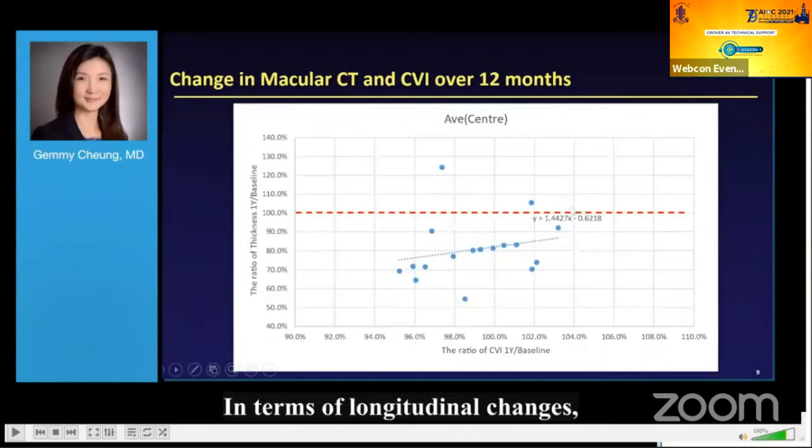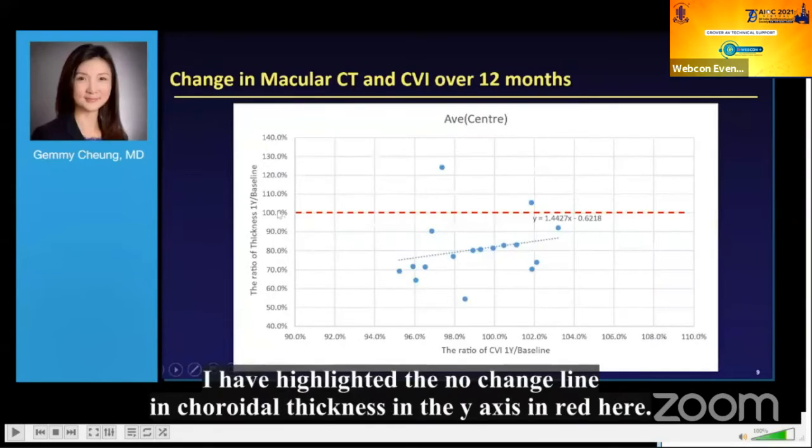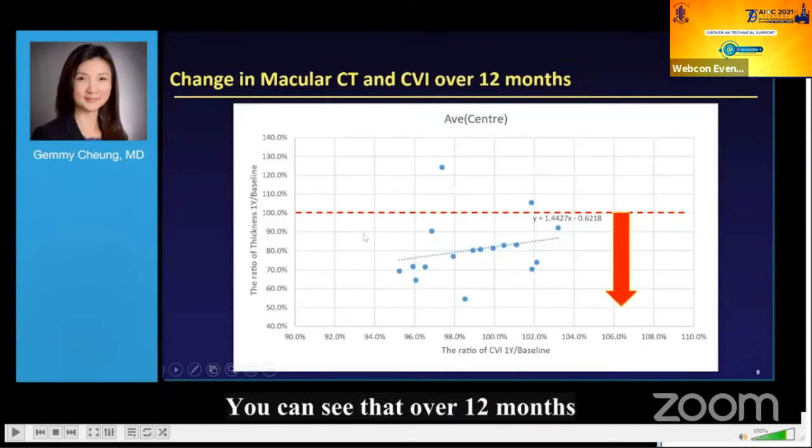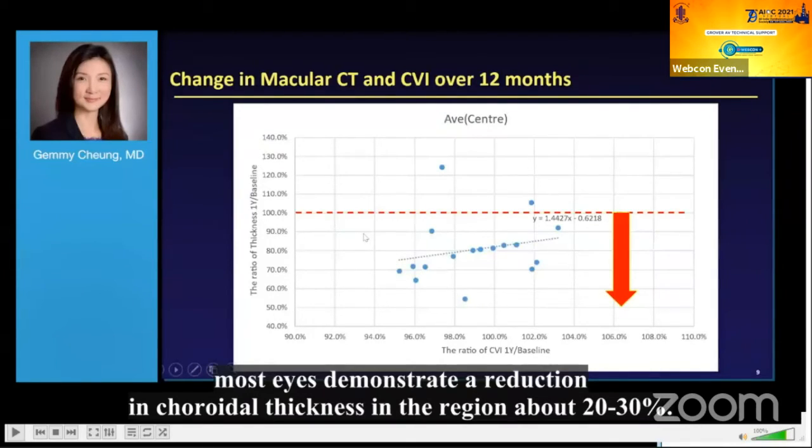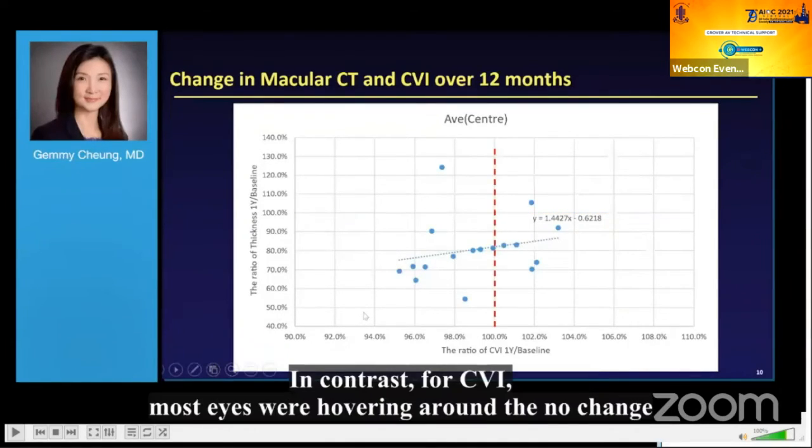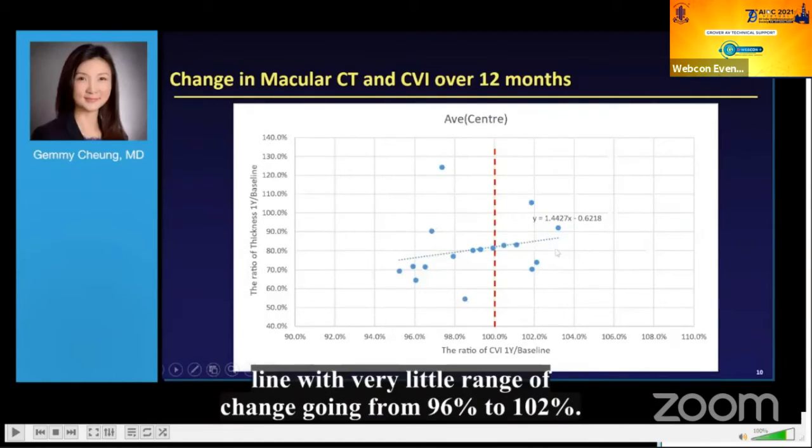In terms of longitudinal changes, I have highlighted the no change line in choroidal thickness in the y-axis in red here. And you can see that over 12 months, most eyes demonstrated a reduction in choroidal thickness in the region of about 20 to 30%. In contrast, for CVI, most eyes were hovering around the no change line with very little range of change, going from 96% to 102%.